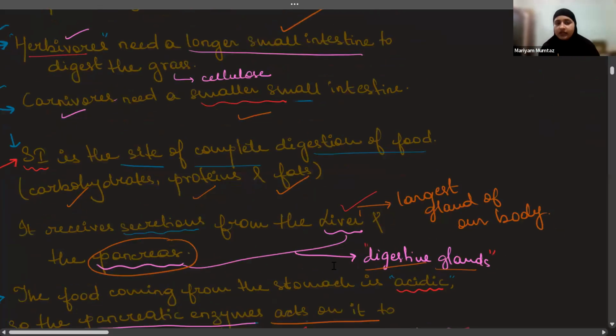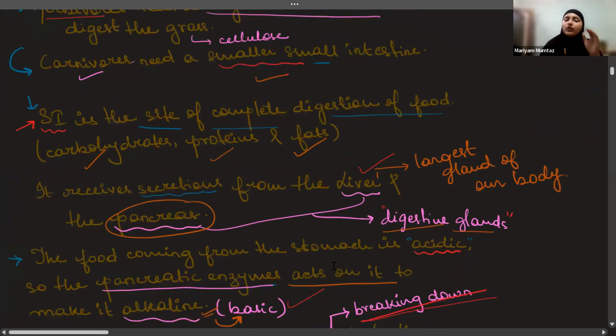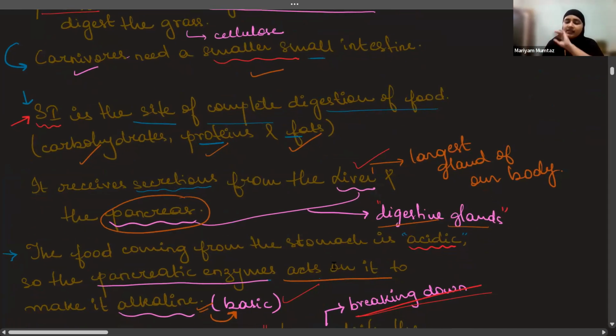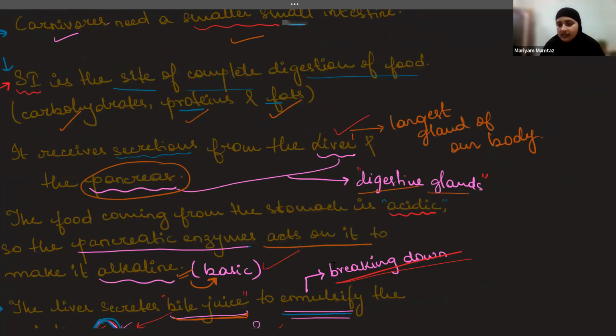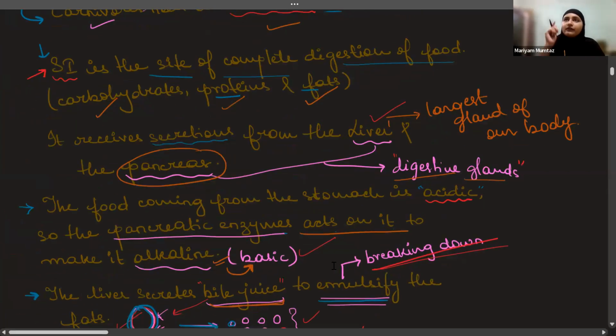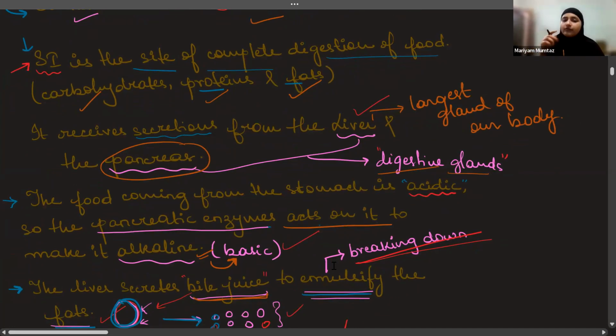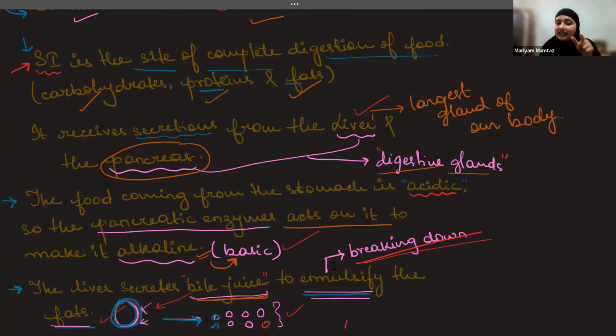Now, the small intestine is the site of complete digestion of food, meaning all the carbohydrates, proteins, fats, every single thing will be digested. This small intestine receives the secretion from the liver, which is the largest gland of our body, and it also receives the secretion from the pancreas. Liver and pancreas together are known as the digestive glands. The food that is coming from the stomach was in an acidic medium, so the food is acidic for now. The pancreatic enzymes will act on the acidic food and make it alkaline, meaning basic. Now the food is not acidic anymore.